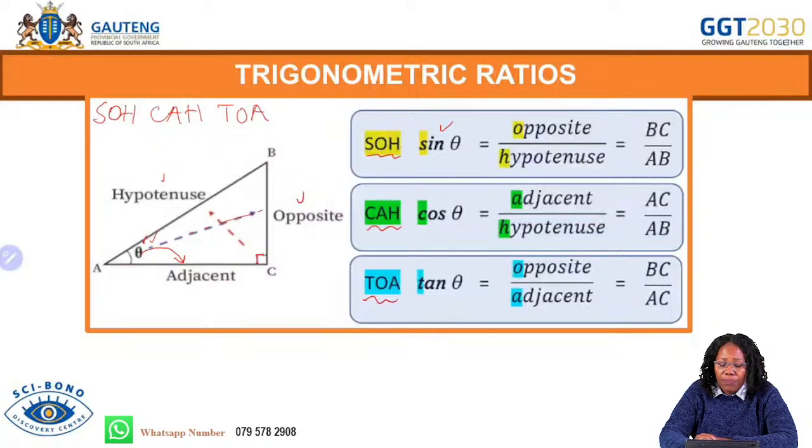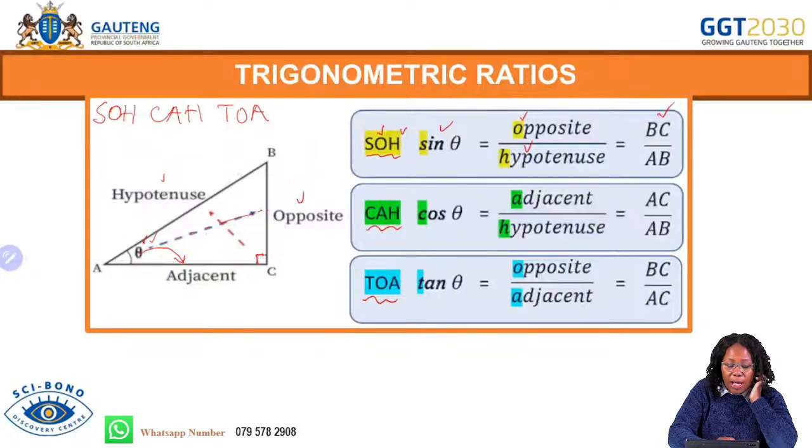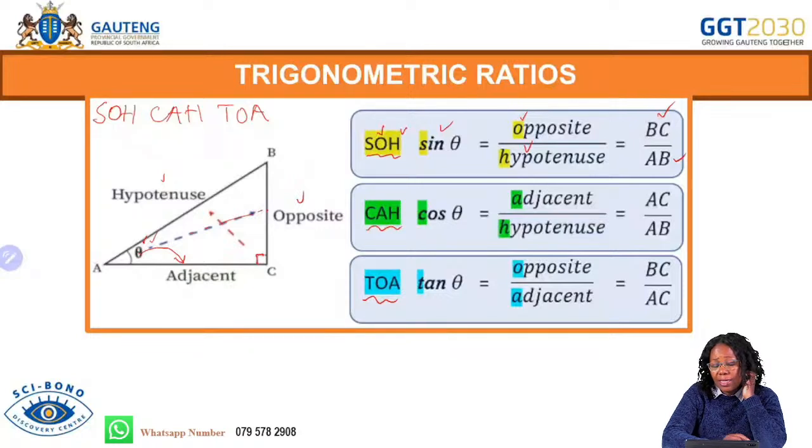And then the sine of theta is equal to opposite. Can you see this O stands for opposite, and the H here is for the hypotenuse. So it reminds us that when we are looking at the sine of theta, we are looking at the opposite over hypotenuse. Now in this case, when I'm standing at theta and looking at the opposite side, that is my BC side, and over the hypotenuse side, which is the AB side. Hence we end up with the ratio sine theta is equal to BC over AC.